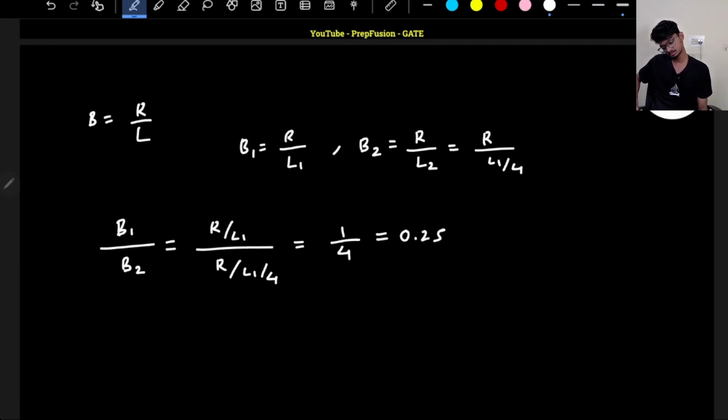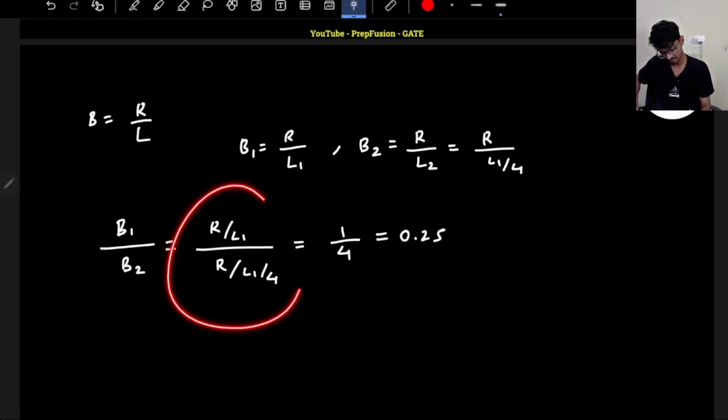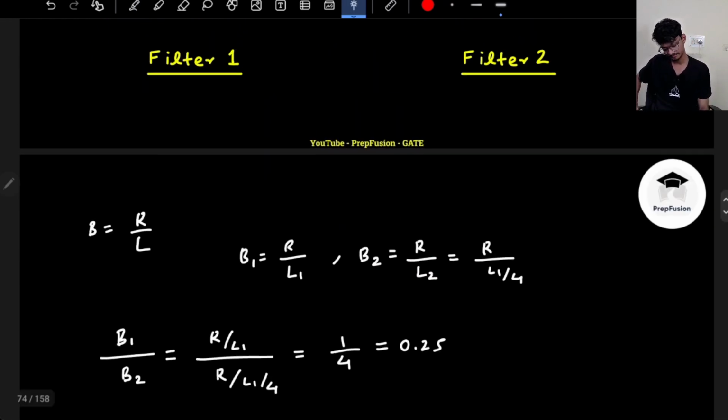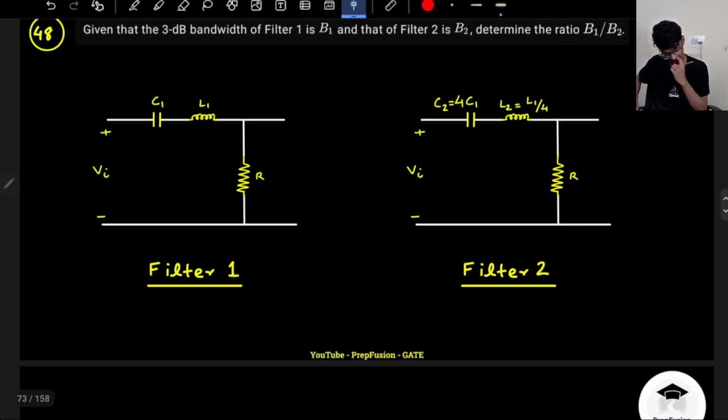Okay. So I hope you understand why it is 0.25, and I hope you know how to take the ratio. I was also messing up. Be careful with the ratios. So this will be 0.25 only. This is the ratio of the bandwidth B1 over B2.